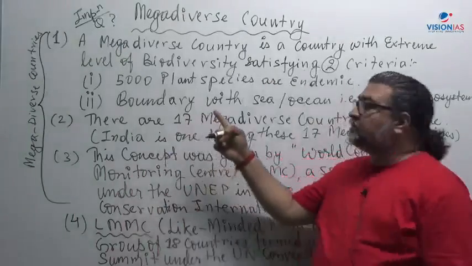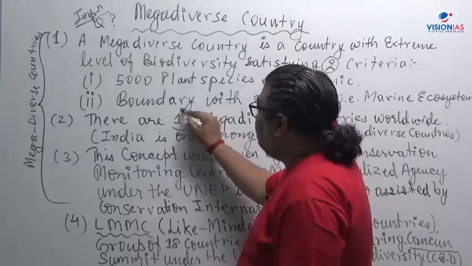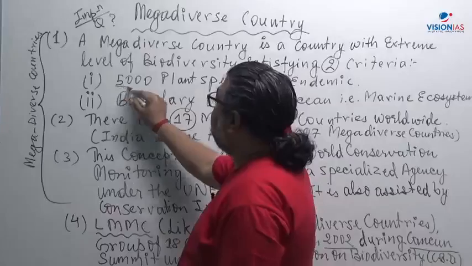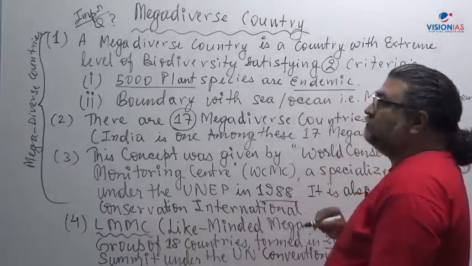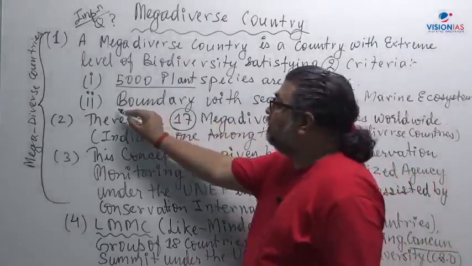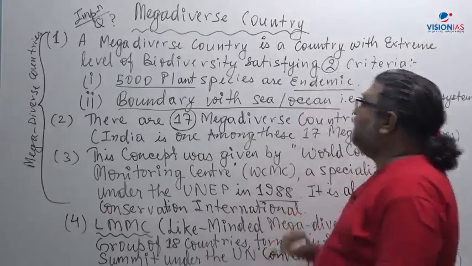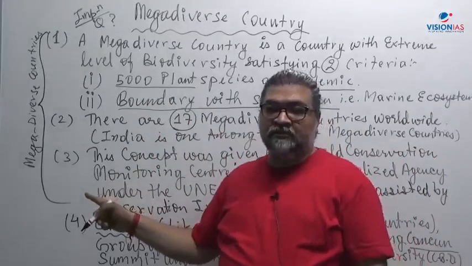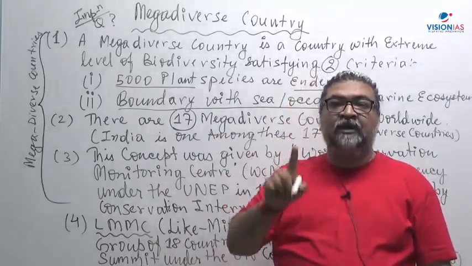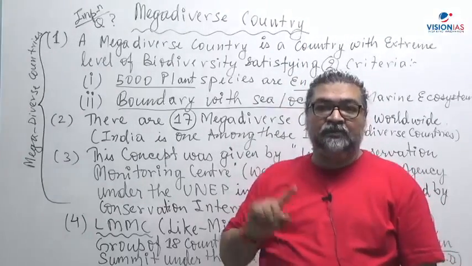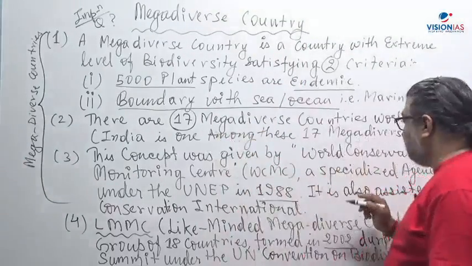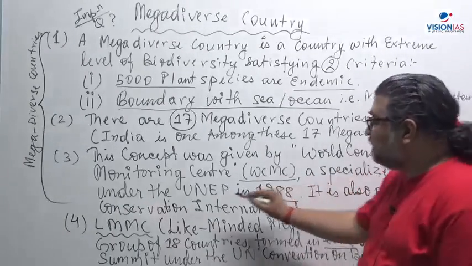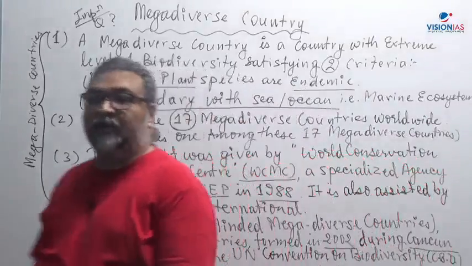The concept of mega diverse countries has come from 17 countries which are called mega diverse countries. And what are the criteria there? Mega diverse countries should have 5,000 plants as endemic. And they should also have a boundary attached with sea and ocean. With the map I have already shown you the mega diverse countries, the green shaded areas. This is given by the World Conservation Monitoring Center, WCMC, which is a specialized body of UNEP, the United Nations Environment Program.